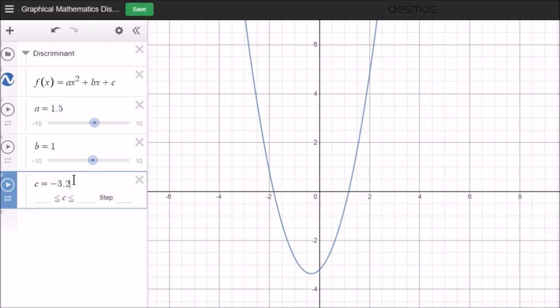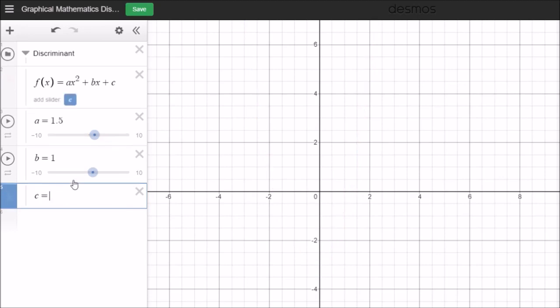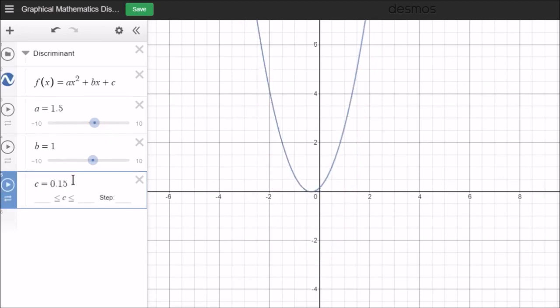Now there is a third condition, and that is when the graph actually sits on the x-axis. So if I change this value here to 0.15, you'll see it sits on the axis. Now in this condition, it looks like we have only one root, but in fact there are actually two roots here, but the roots are equal. So what we say is the roots are real and equal. So those are the three conditions that we're interested in.